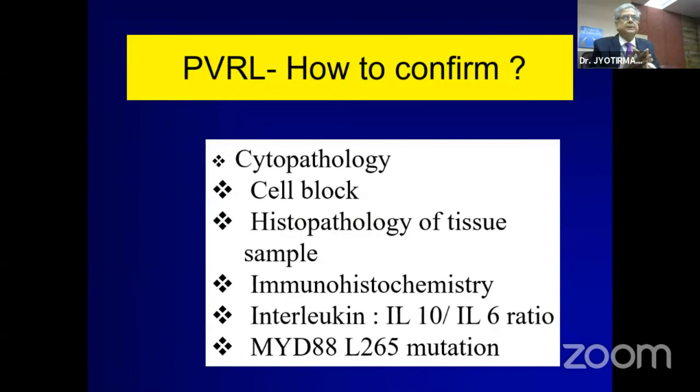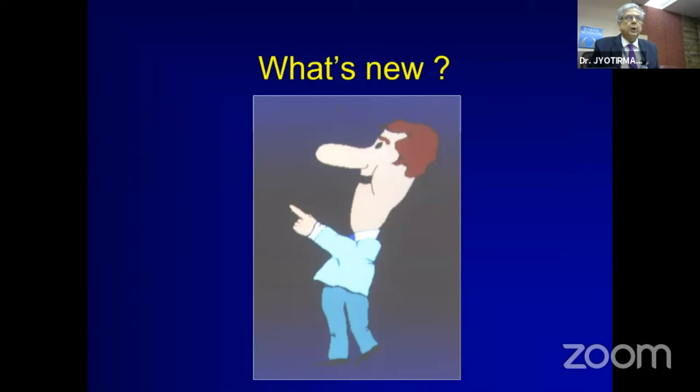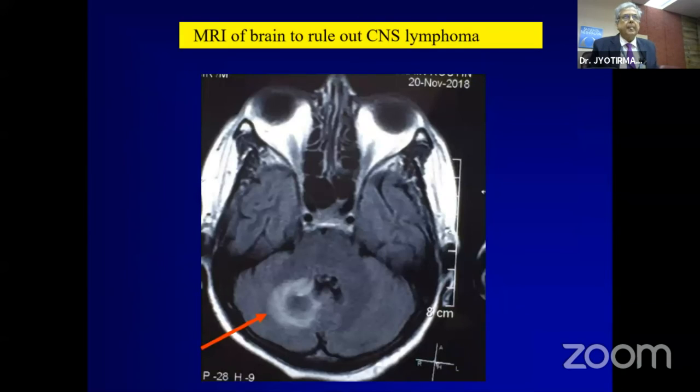This can be helpful in some situations, for lesions of infectious as well as malignant origin. So what we do is cytopathology, cell block, histopathology of the tissue section, immunohistochemistry with T and B cell markers, interleukin IL-10 to IL-6 ratio, and lastly MYD88 L265P mutations. An IL-10 to IL-6 ratio increased to more than 1.0 is suggestive of primary vitreoretinal lymphoma, if you have the facility. What's new is the MYD88 L265P mutation in intraocular lymphoma; its sensitivity is 88.9% in our hands and specificity is 91.6%. So when you diagnose a lymphoma, it's imperative that you do an MRI brain to rule out CNS lymphoma.